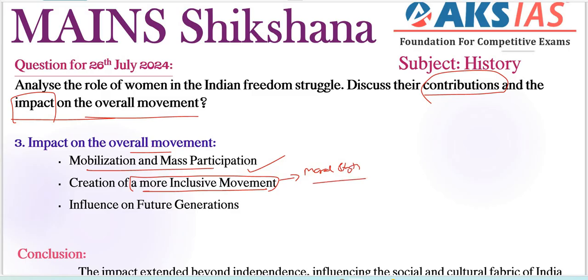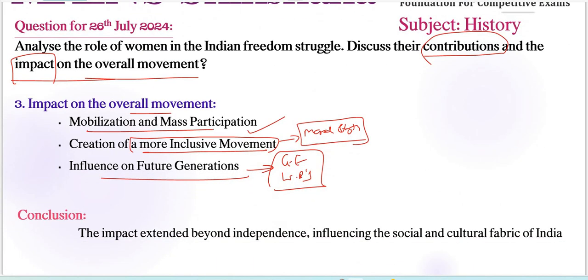Here, challenging traditional gender roles, especially male-dominant roles, right? Next, influence on future generations. Here, women leaders became symbols of resistance and empowerment, influencing post-independence policies towards gender equality and women's rights, right? We need to include these types of examples in the particular aspects. Next, finally, we need to conclude with a 1 to 1.5 line note. Here, a futuristic note: the impact extended beyond independence, influencing the social and cultural fabric of India.